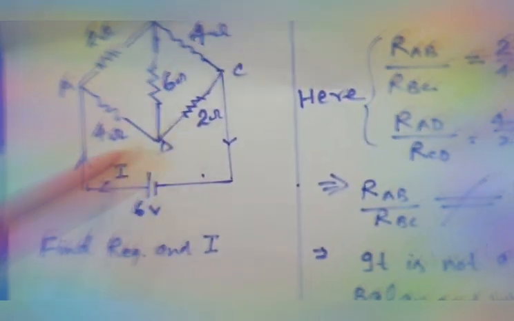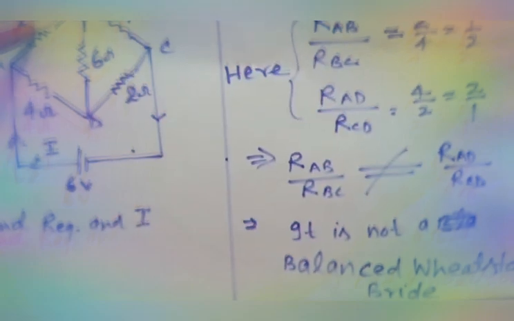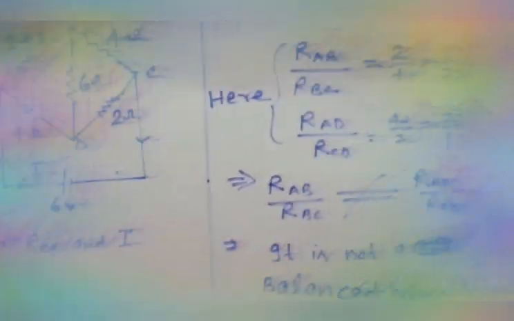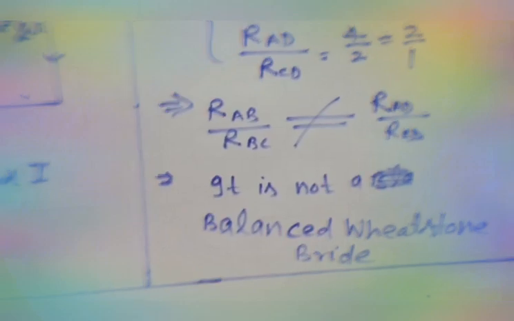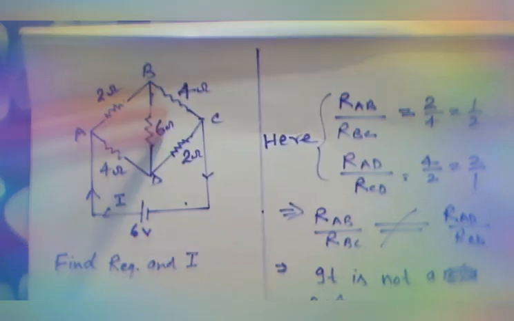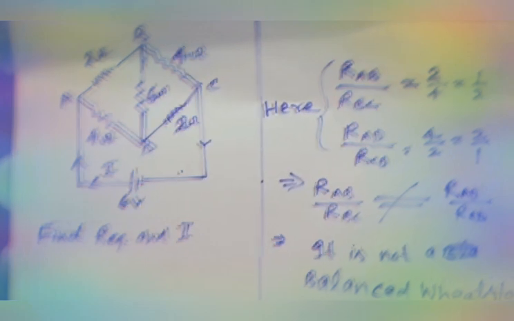The ratio of these two resistances is 4 upon 2, that is, on solving we get 2 upon 1. But this ratio, 2 upon 4, is 1 by 2. Since these two ratios, the ratio of this branch and this branch, are not equal, it means it is not a balanced Wheatstone bridge. So in this situation we cannot eliminate the central branch. In this situation we apply the technique which is known as delta star conversion.